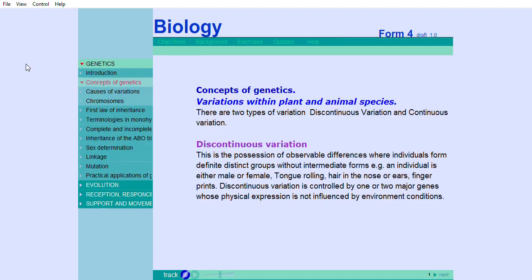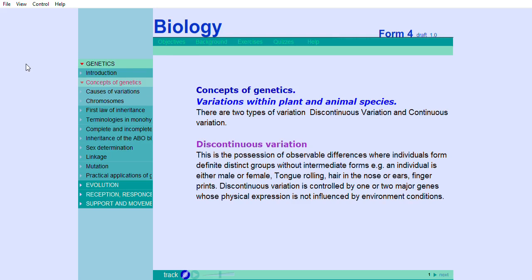Concepts of genetics. Variations within plant and animal species. There are two types of variation: discontinuous variation and continuous variation. Discontinuous variation. This is the possession of observable differences where individuals form definite distinct groups without intermediate forms. For example, an individual is either male or female, tongue rolling, hair in the nose or ears, and fingerprints.